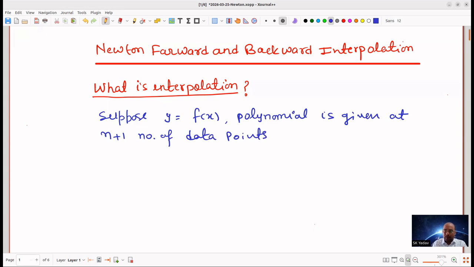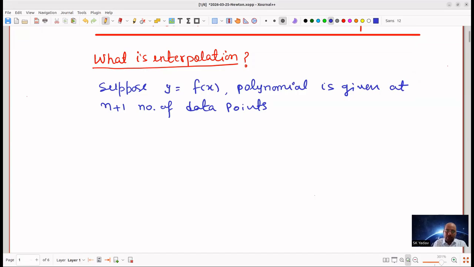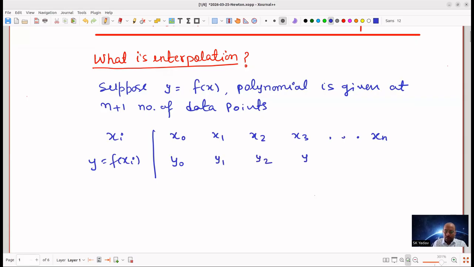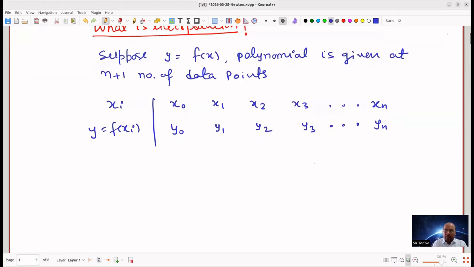So let's write these values at given particular points. So here I have x_i's and then y equal to f of x_i's here. And these observations are x0, x1, x2, x3, and so on, xn. Y values are y0, y1, y2, y3, and so on, yn. So what does interpolation do? It actually computes the values in between the range of given values.